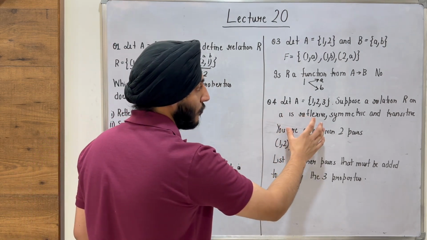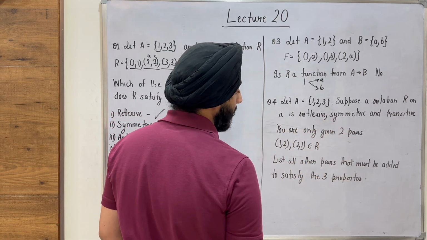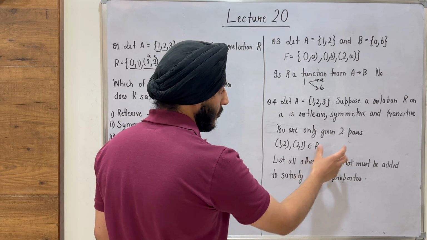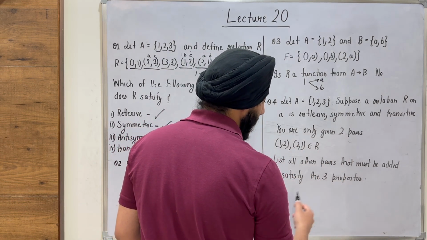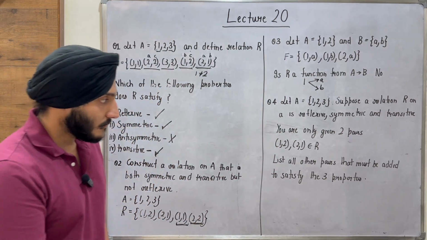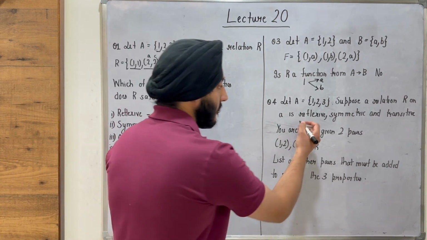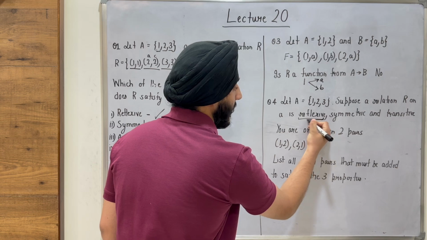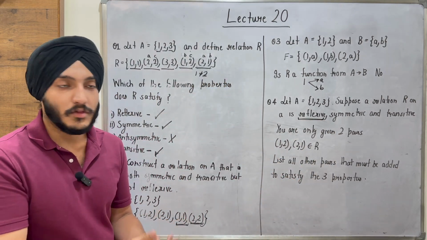Moving on, let's try to solve question number 4. Given A = {1, 2, 3}, suppose a relation R on A is reflexive, symmetric, and transitive. You are only given two pairs, (1,2) and (2,1). List all the other pairs that must be added to satisfy the three properties. Okay, so let's try to think about it. Let's start with the first one. How can I make this reflexive? This is very easy to understand. I need to add all the pairs related to themselves.